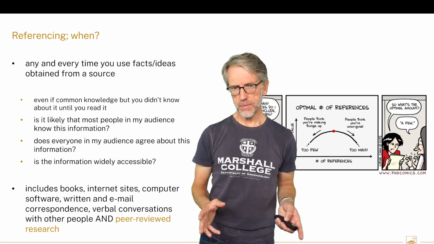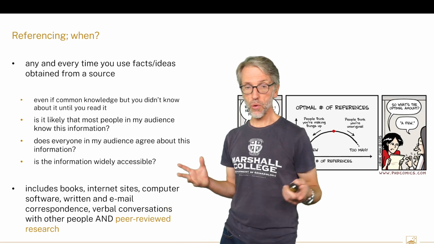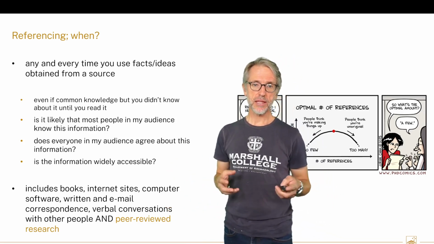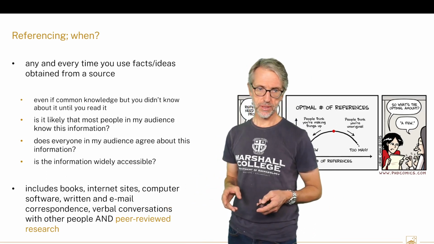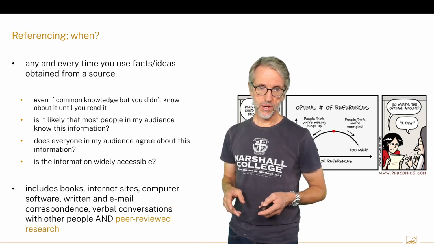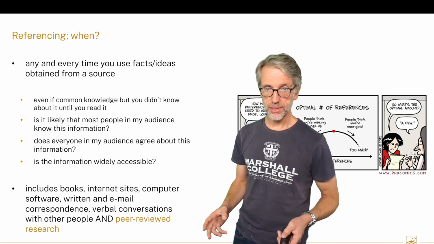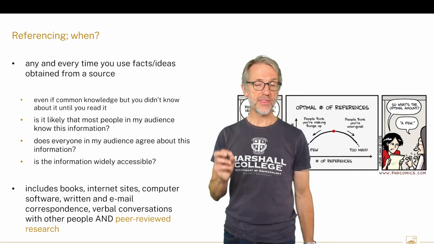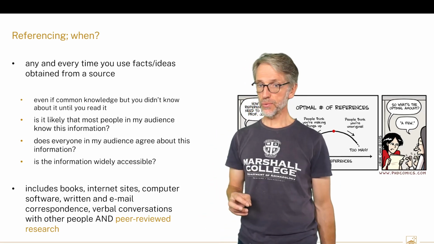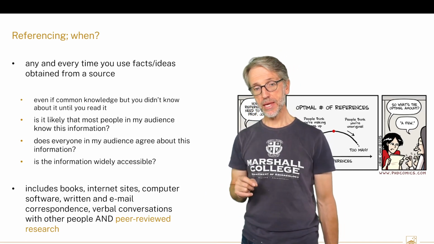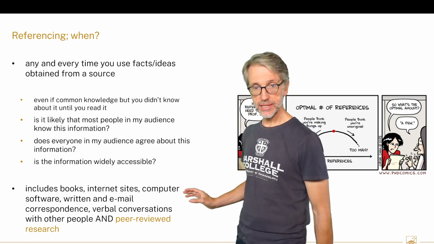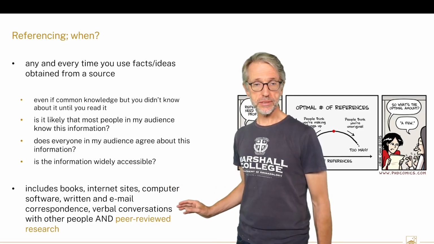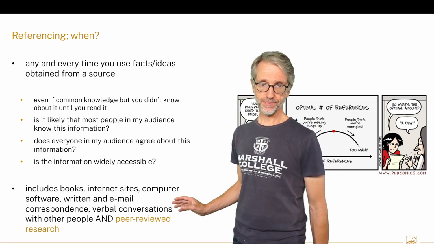Also, if there's disagreement within the audience in general, or the literature indicates contrary outcomes might be found, then referencing is essential. Now, what do you reference? We reference everything. It used to be the case where we only used peer-reviewed literature. That is by and large still true in academic writing, that peer-reviewed research is the gold standard that we work with. But there are other sources of referencing material.